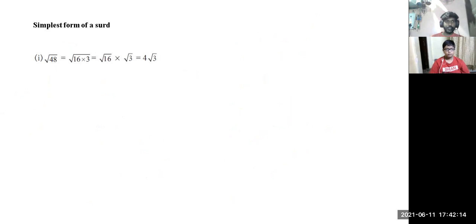Okay. Can you try to simplify the second one, root 98? Simplify this, write it in the simplest form. Same thing, first find out the prime factors. Will you be able to do it? Of 98, sir. Yes. Okay, try it. First find out all the prime factors and tell me, just show me your prime factors.